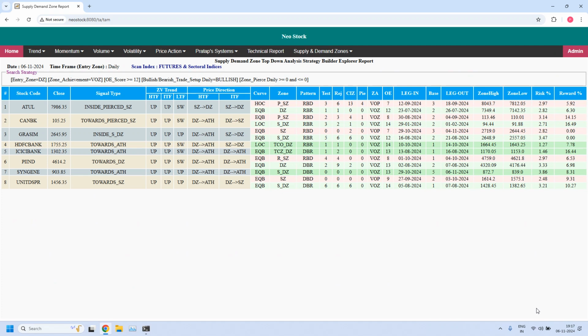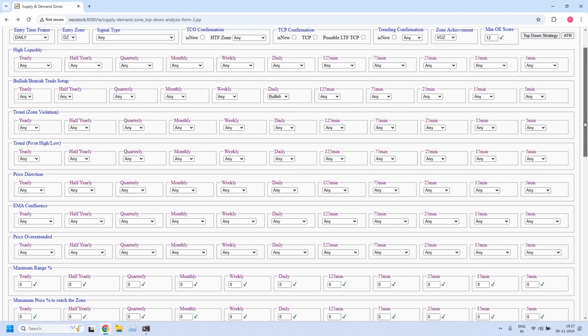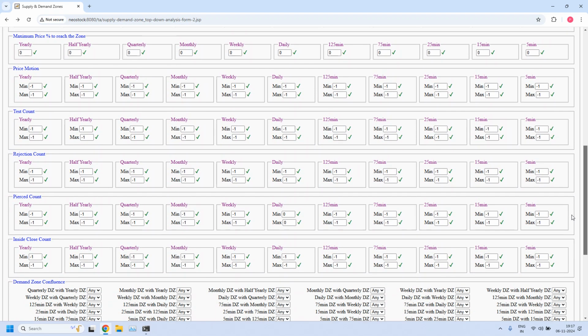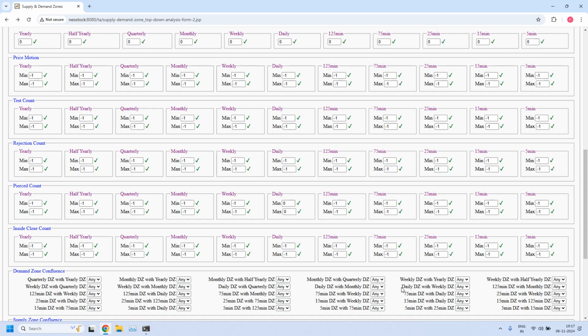There could be high probability setup zones available based on the LTF, ITF, HTF confluence. We will identify 2 types of high probability zones. First, let's identify LTF and ITF demand zone confluence, that is a daily and weekly demand zone confluence. Daily is entry time frame, weekly is ITF.